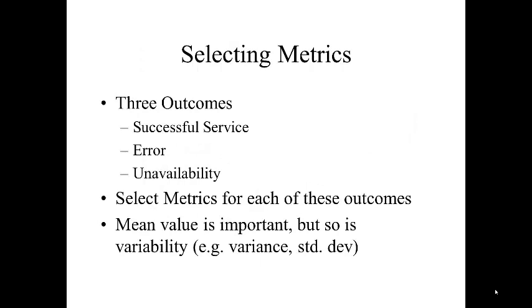So in order to get a measurement of system performance, you need to determine what it is you're going to measure. And you'll need to select metrics for three different outcomes. One is for successful service, so what do you want to measure when the system is actually successful? What do you want to measure when there's an error condition? And what do you want to measure when the system is unavailable? You select metrics for each of these outcomes, and keep in mind the mean value is important. That is, the average value is important, but so are other things such as variance and standard deviation. So how far do things vary from the mean? If you have high variance, the mean doesn't give as good an indication of performance.